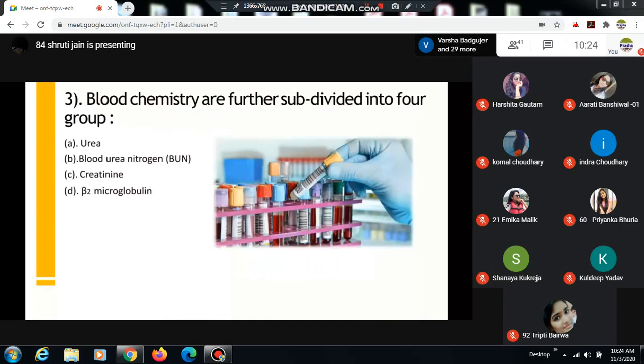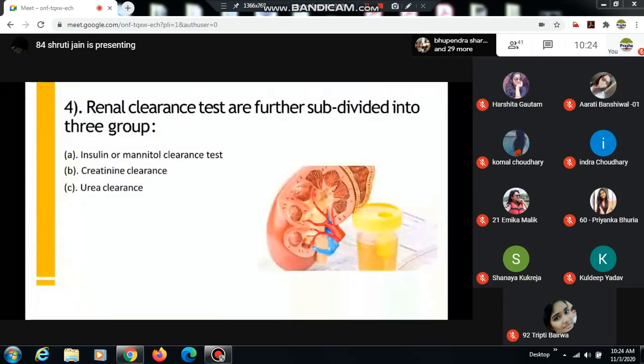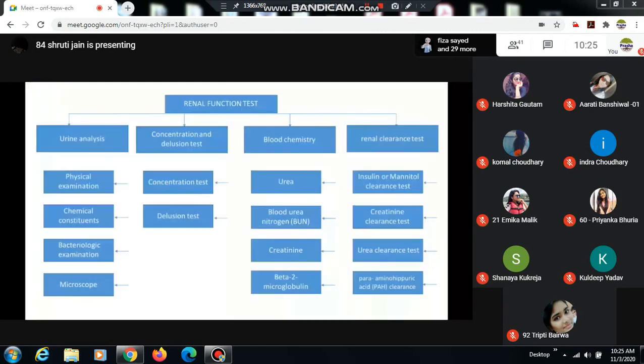Blood chemistry is further subdivided into 4 groups: urea, blood urea nitrogen (BUN), creatinine, beta-2 microglobulin. Renal clearance tests are further subdivided into 3 groups: inulin or mannitol clearance test, creatinine clearance, urea clearance. The divisions and subdivisions are further explained in detail by my fellow group mates. Now Indu will continue the further slides.